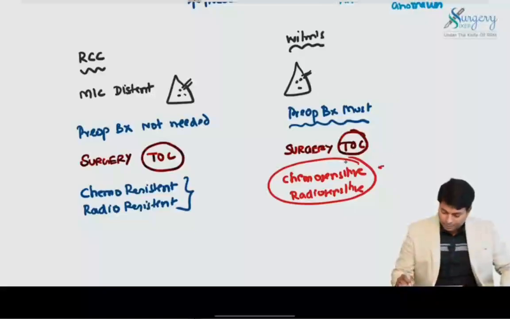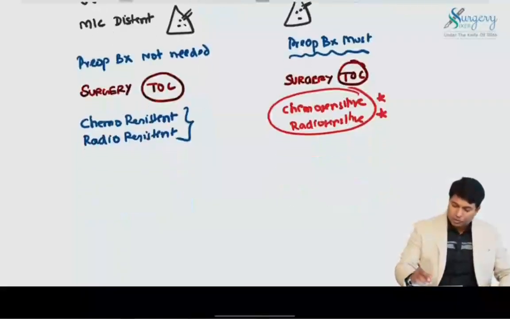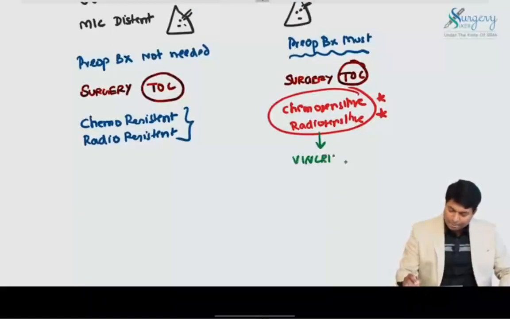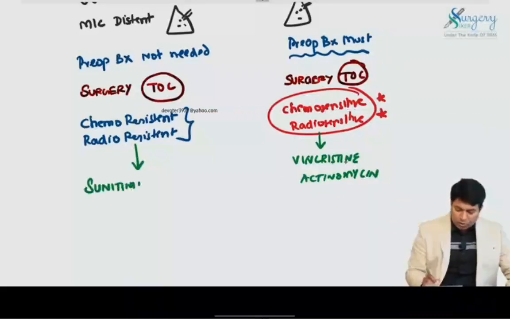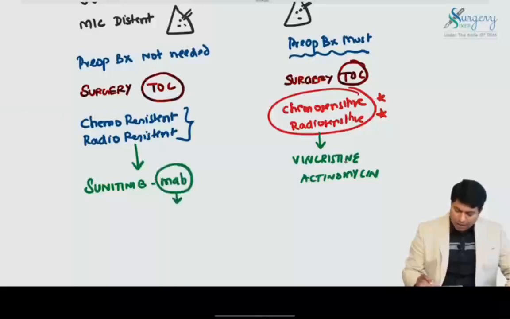This is very important. So, chemosensitive, radiosensitive. The chemotherapy used is vincristine and actinomycin in Wilms tumor. Sunitinib is a targeted drug used for metastatic RCC. So we use sunitinib for metastatic RCC.